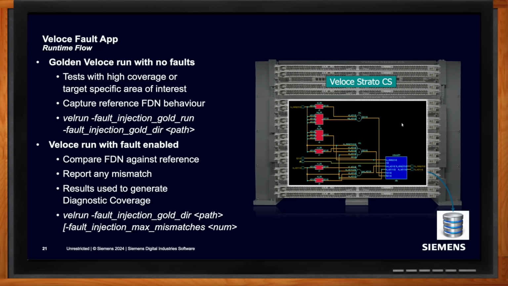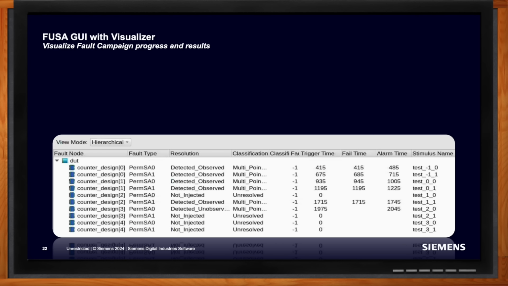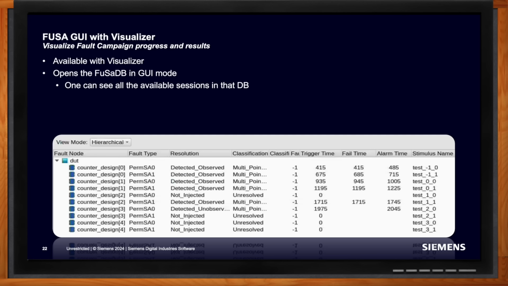So, how can we monitor the fault campaign progress and results of the campaign? Okay, that's a good point. There's a lot of data being generated during a typical fault campaign. You have to map the fault, you have to map the stimulus, you have to map the various results of that stimulus. So what we've created, in combination with a Siemens visualizer tool, is a GUI mode that will read the functional safety database and basically spell out all of the available information that's in there.